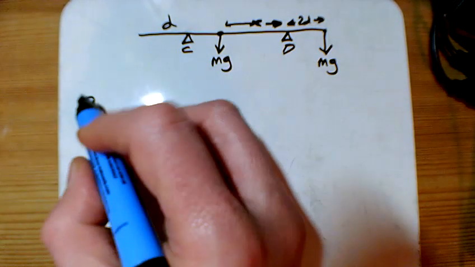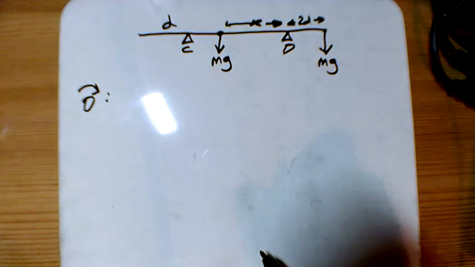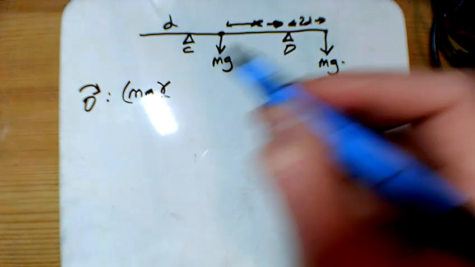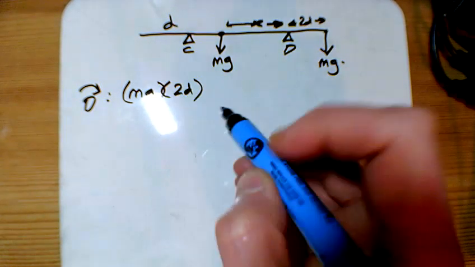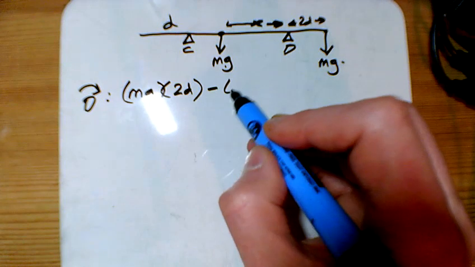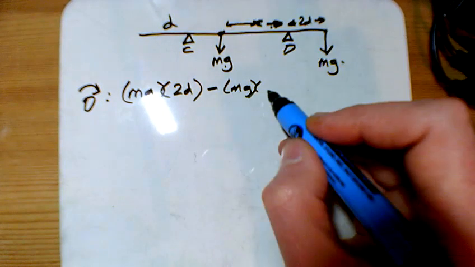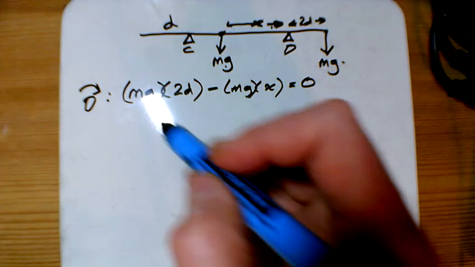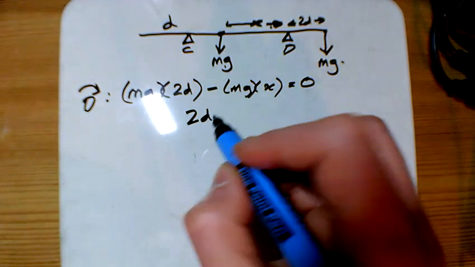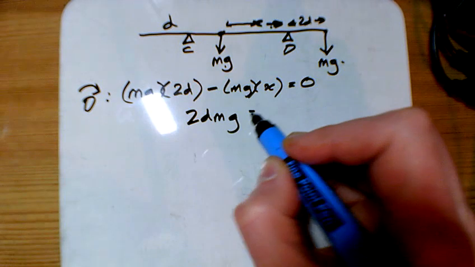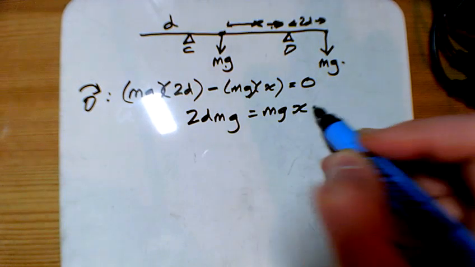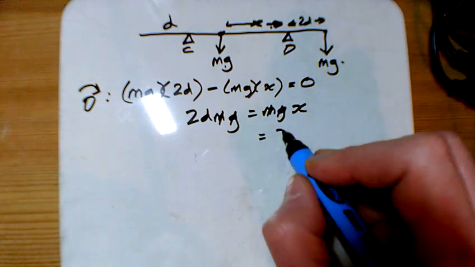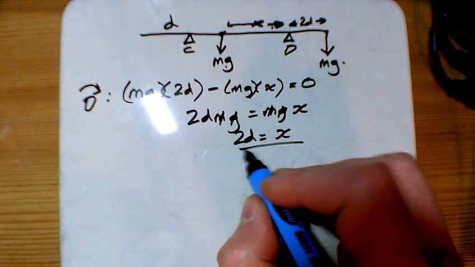So we're going to do moments about D. Taking that clockwise is this one here, which is mg times the distance 2D, minus this mg times that distance there, which is x, and that of course will equal 0. So I've just got 2d mg equals mg x. The mg's cancel out, and so the distance there to there, x, is equal to 2d.